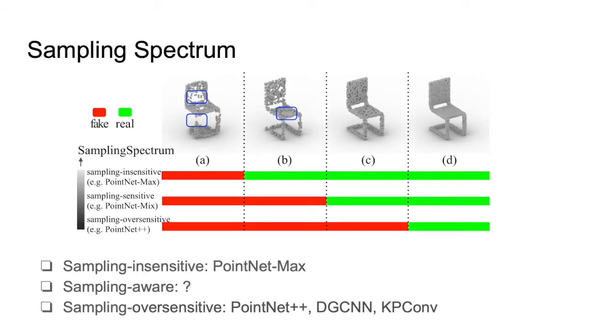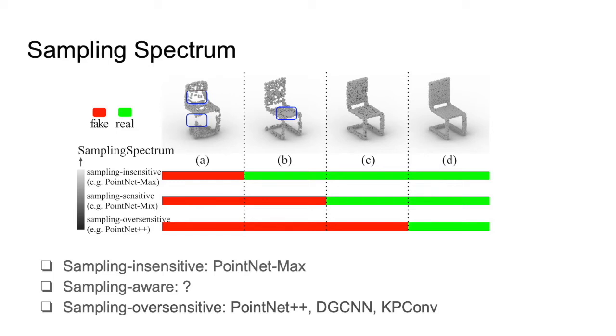To evaluate how a discriminator balances geometry and sampling, we introduce the concept of sampling spectrum to depict the sampling sensitivity of discriminators. A sampling-insensitive discriminator, for example, PointNet Max, may ignore the point density variations as long as it perceives a good overall shape. Such a discriminator could identify big geometric flaws as shown in A, but turns a blind eye to highly non-uniform density distribution, for example, point clusters in B.